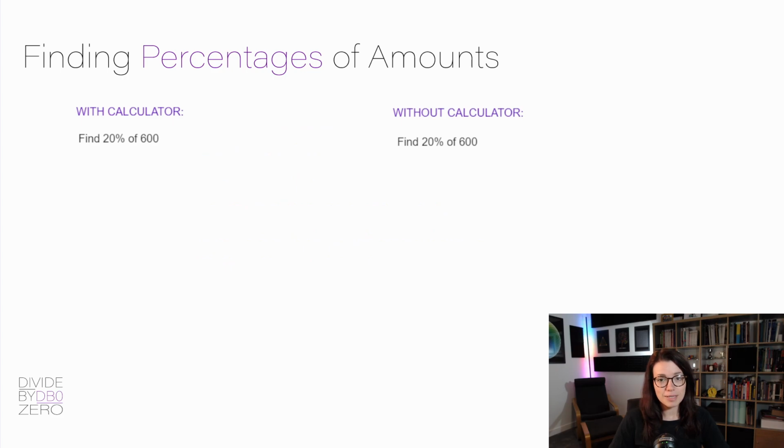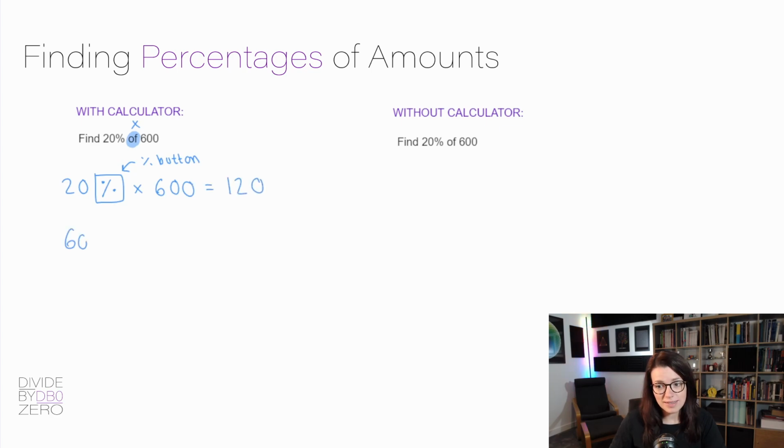The first idea we need to be comfortable with is finding percentages of amounts. The method that I recommend you use will depend on whether you have a calculator allowed or not. If you do have a calculator with you, then when we want to find 20% of 600, we think of that "of" word as meaning times, and then we just type the calculation into our calculators. So we can type 20 and then the percentage button times 600. And when we type that in, we should get 120.